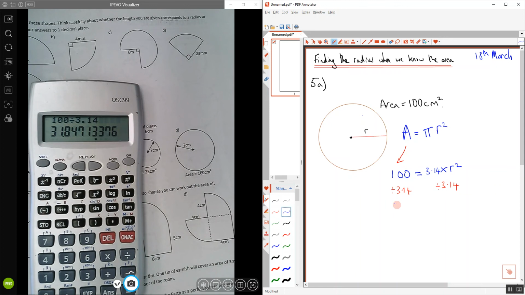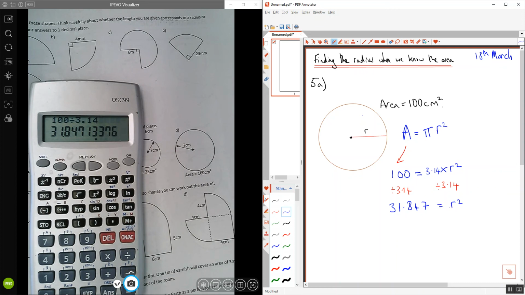Okay, so that gives me 31.847. And what does that equal? If I'm dividing both sides by 3.14, what have I left with on the right-hand side? Yeah, just r squared, right, good. So I've got r squared equals this amount. So how do I figure out what r is? How do I get rid of the squared part?